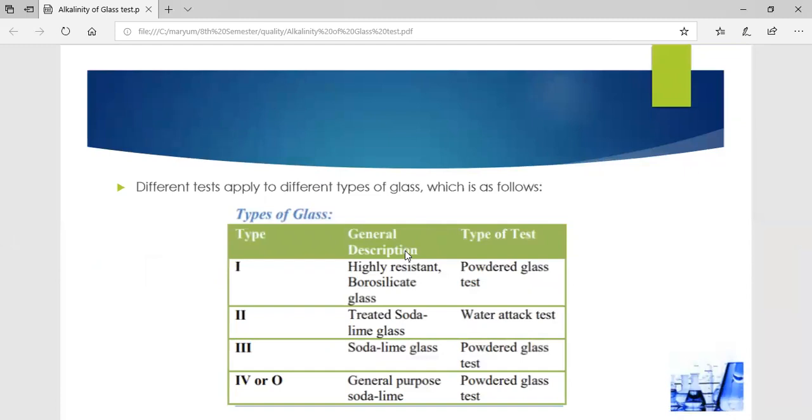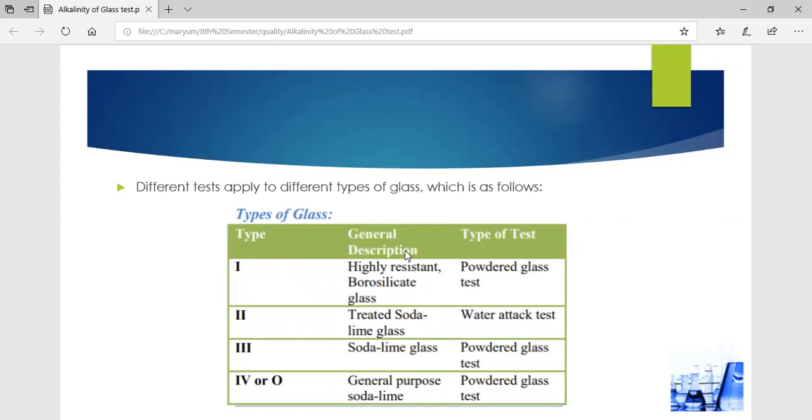So basically there are 4 types of glass on the basis of their nature, leaching and hydrolytic stability, and the nature of the basic reactions or alkalinity. The first one is type 1, which is the most stable, with the least leaching property. It is also known as neutral glass because of its least leaching nature, or highly resistant borosilicate glass. It is known as neutral glass because it has equal amounts of silica oxide and boric acid, and it is a very neutral and inert type of glass.